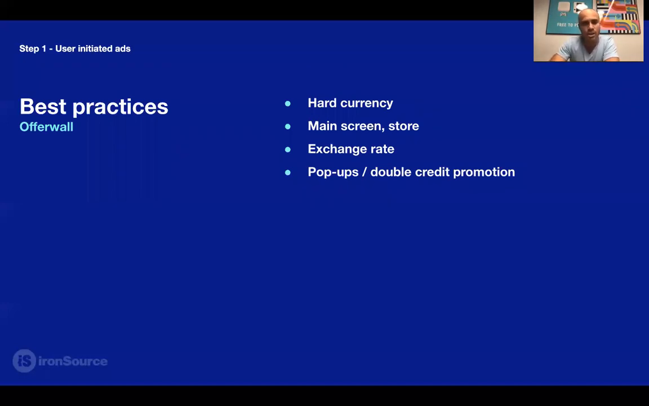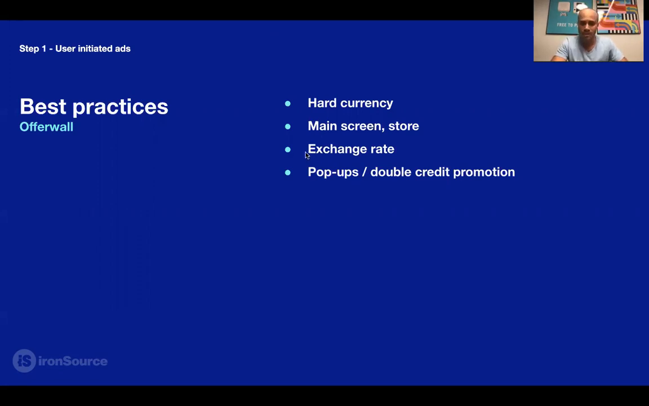Offer wall, so I touched it a little bit, but here the best practices are first to connect it to the hard currency, because we understand that in order to generate a healthy engagement, we need to give a reward that is valuable enough to justify spending 10 minutes of your time. It needs to be a $2 reward, something like this, and usually hard currency is a better fit for this. It should be in the main screen of the store in a very clean and very natural poses in the app, not in the middle of the game, because again, you're asking the user to spend 10 minutes of his time in order to get this reward.